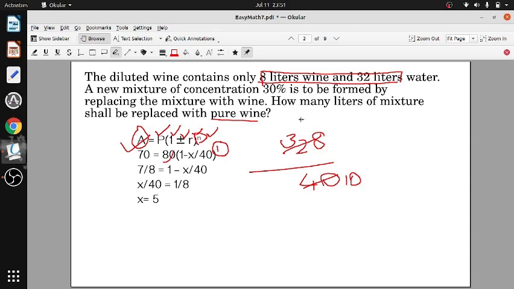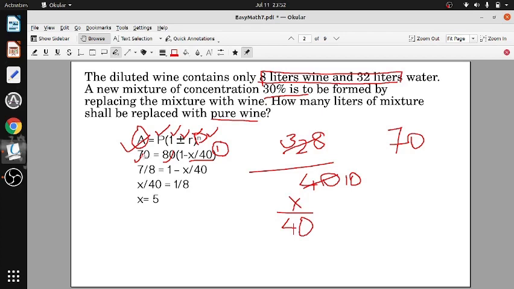And what is the final one? 30% is the final, 30% wine. Wine is 30% means the water will be 70%. So the final amount is 70%. 1 minus. Why minus? Because it is decreasing from 80% water to 70% water. That's a decrease. 1 minus x by 40. This is the fractional change. Total quantity 40 liters and we are taking out x liters. So the fractional change would be x by 40.